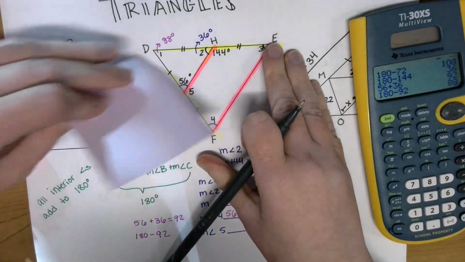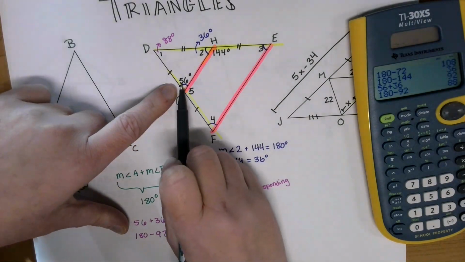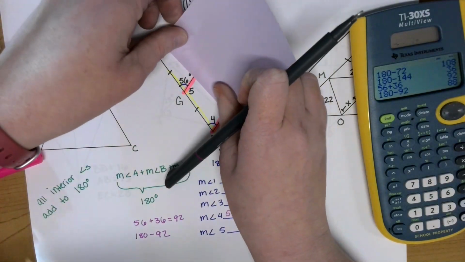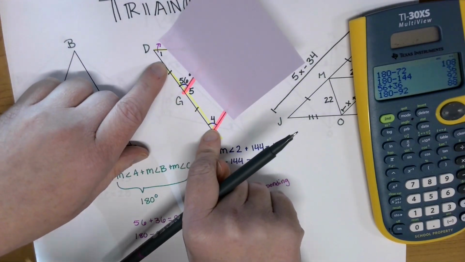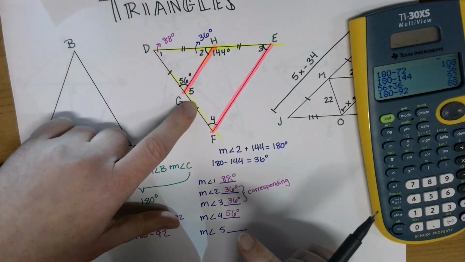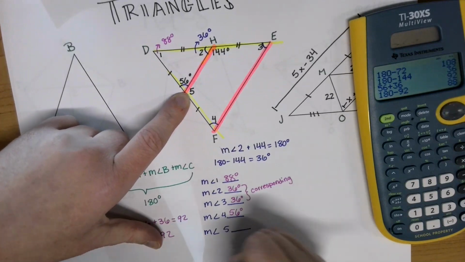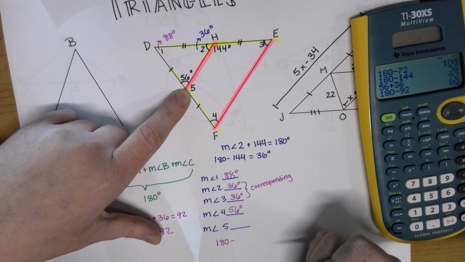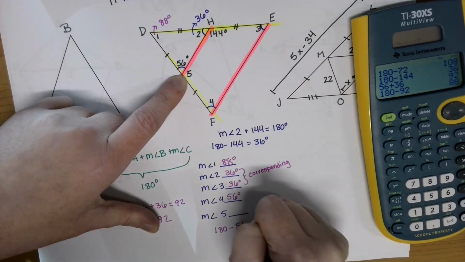And then we have angle 5. Angle 5 and the 56 degree angle are a linear pair. They form a straight line. So kind of like we did with angle 2 and 144, we're going to do the same and find angle 5 here. So this is 180 minus 56.